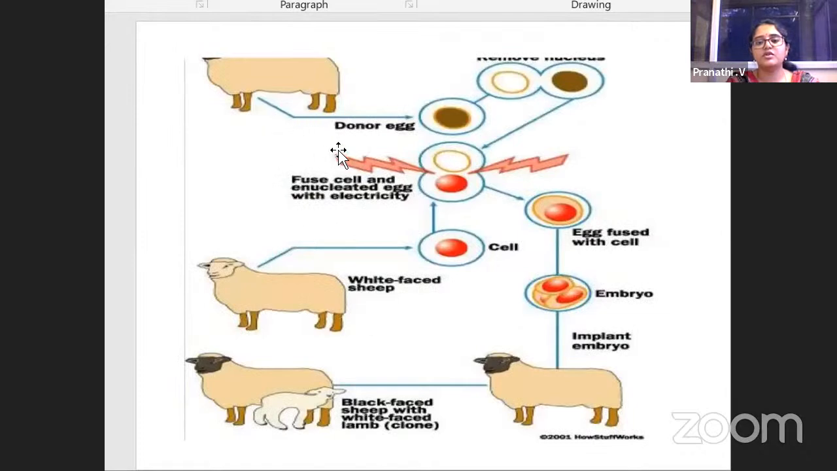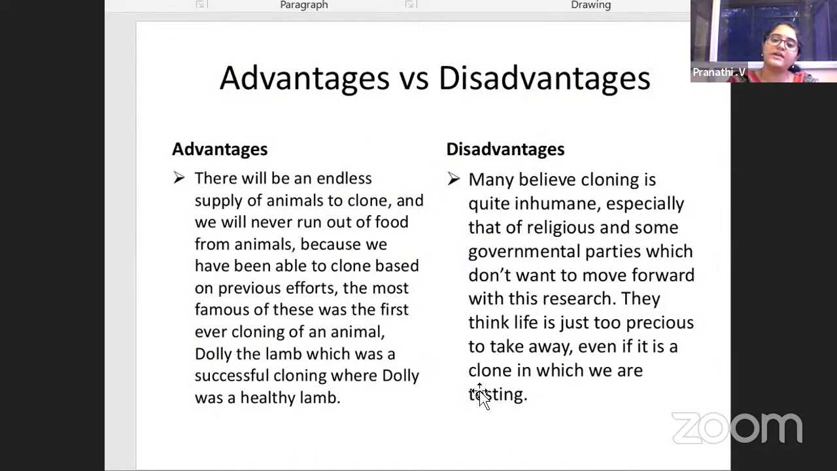Of course, we have seen this donor egg from fusion with a white-faced sheep. The egg cell is fused to make an embryo. So for the white-faced sheep, you get a black-faced sheep, a white-faced lamb. The advantages are that we can be sure of the food, fodder or milk, and this is one of the advantages, the improvement of livestock.